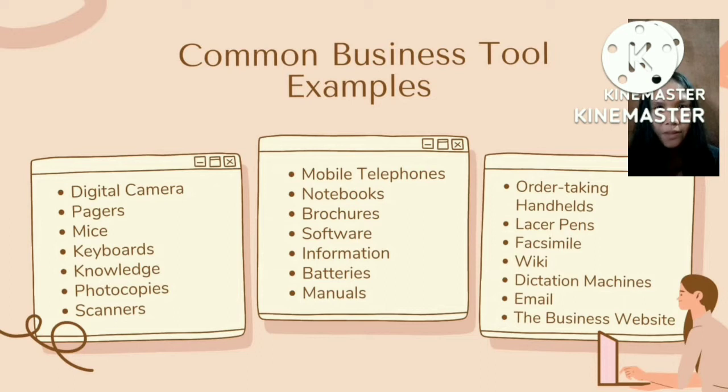Common examples of business tools are digital camera, mobile telephones, pagers, mice, keyboards, scanners, photocopiers, notebooks, brochures, information software, batteries, order-taking handhelds, laser pens, manuals, facsimile, wiki, dictation machines, email, and the business website.